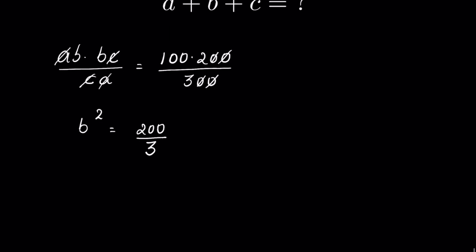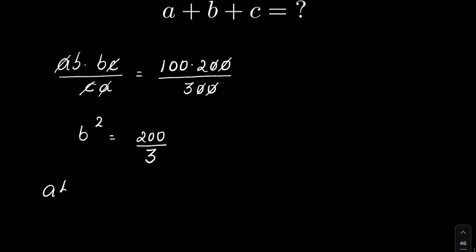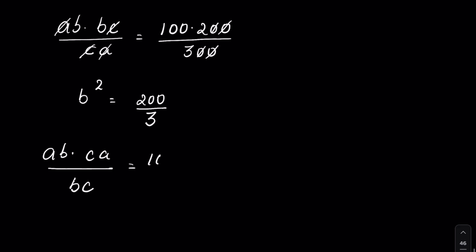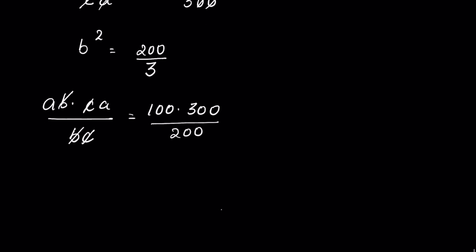Same if we multiply AB into CA and divide it by BC, then we have 100 times 300 upon 200. Cancel this B and this B and this C and this C. So A square is equal to 0 gets cancelled. 2 times 50 is 100 and 50 times 3 is 150. So A square is equal to 150.